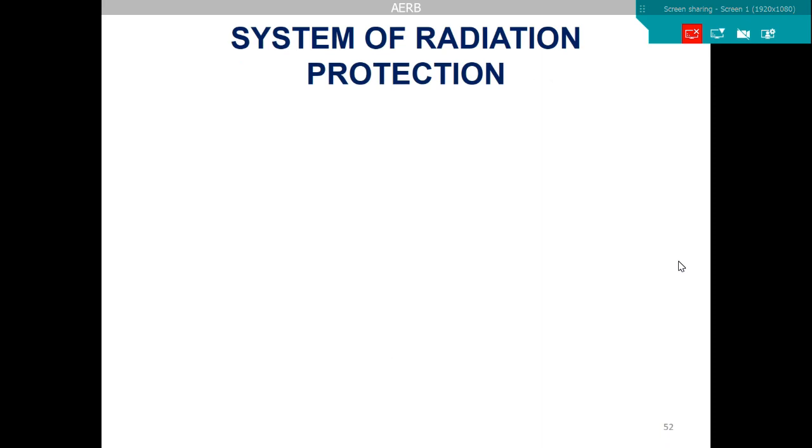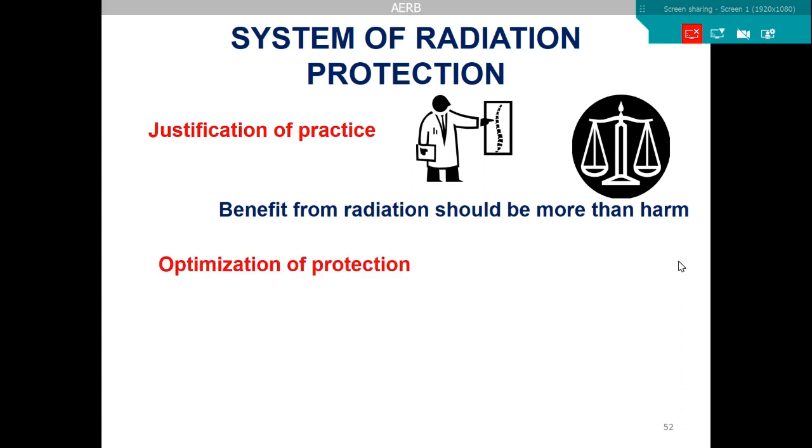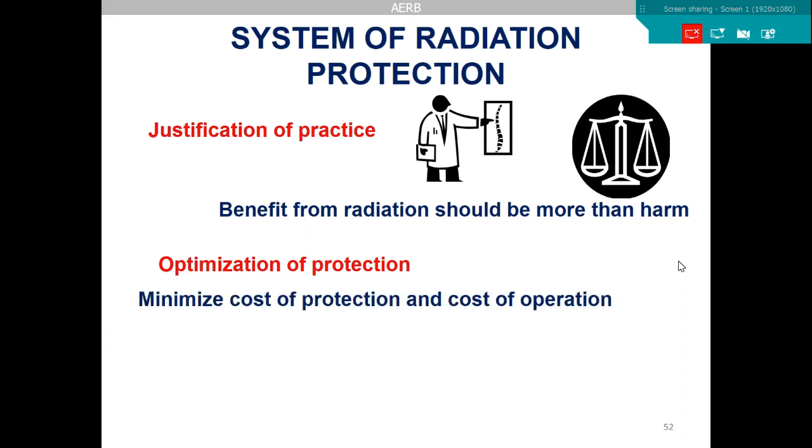There is a system of radiation protection which has 3 components. Logical. First is justification of practice. That is, if there is benefit from the radiation, look, is there any risk, is there any harm from this practice? If the benefit outweighs the risk, then okay, this is a justified practice. Now, second is optimization of protection. We talk of optimization of protection because there is a cost involved in achieving protection.